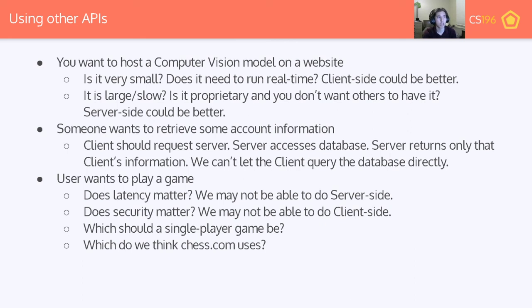If the model is large, or if the model is slow, or if the model is proprietary, you trained this, you don't want anyone else to have it. If you want it to run on client side, you have to give that to them. Then you may have to use server side. Retrieving account information: client requests server, server accesses database, server returns only the information for that user, client displays it to the user.